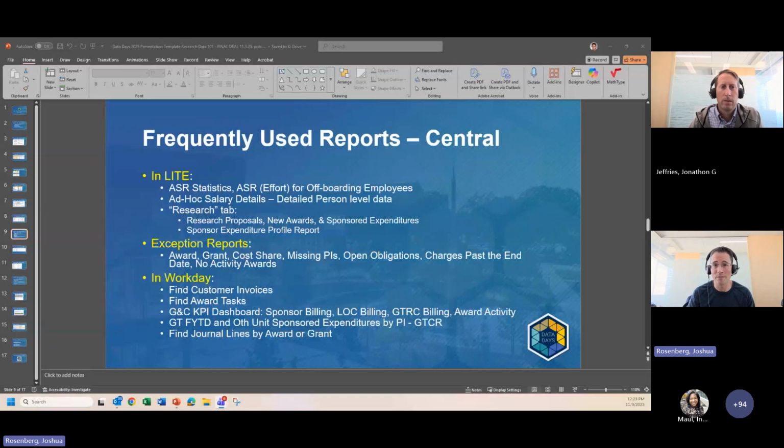Missing PIs. So awards and grants where literally there's not a PI assigned to them. It happens sometimes. It's not a huge list, thankfully, but we want all of our awards and grants to have PIs. Open obligations on grant lines that are in closeout status. Obviously, if a grant's in closeout status, there should not be any obligations on it anymore. So that needs to be cleaned up.